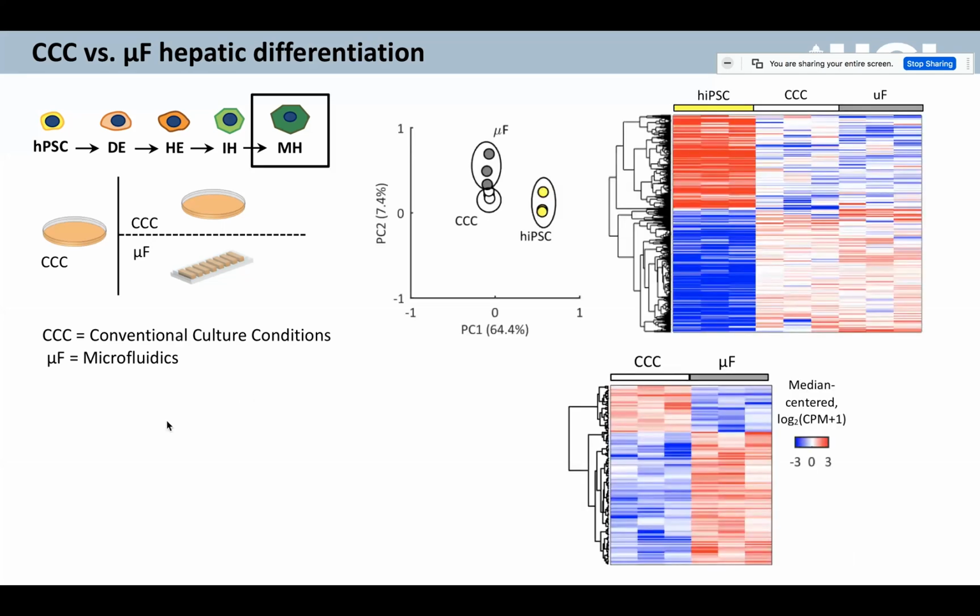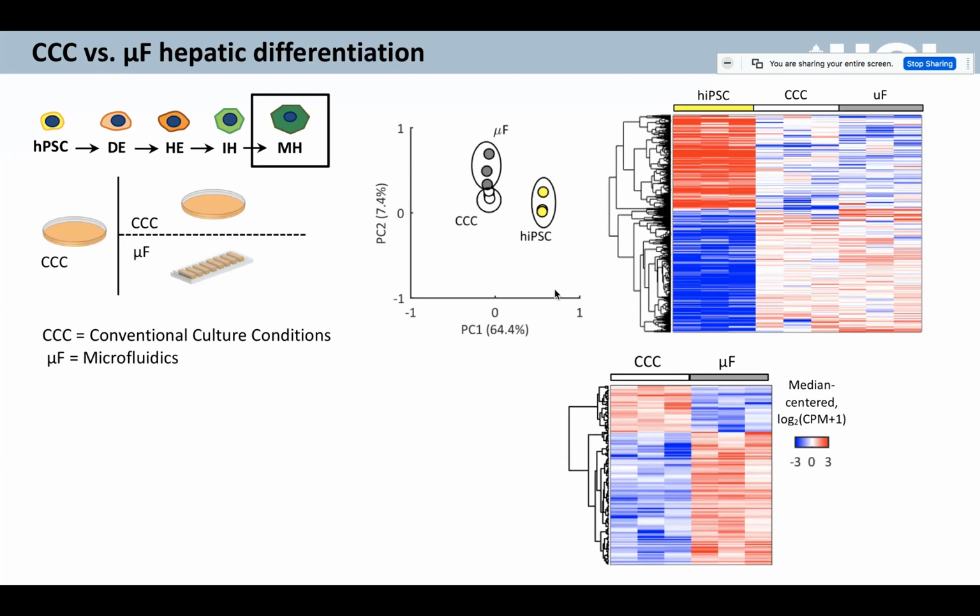We first analyzed the outcome through RNA sequencing analysis, and we observed a full segregation of the differentiated cells from the iPSCs, and still a slight but significant segregation of hepatocytes derived in microfluidics compared to those derived in Petri dish.